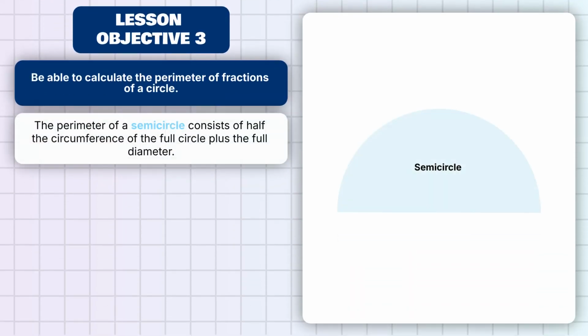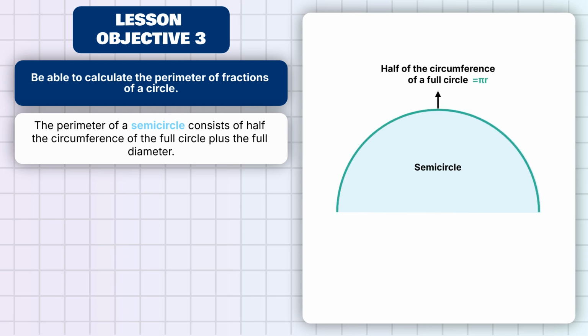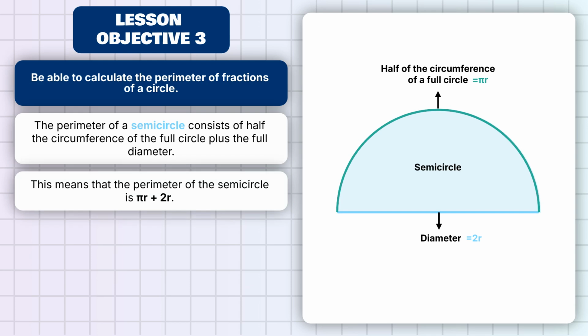Let's now move on to considering the perimeters of these divided shapes. First, a semicircle. The perimeter of a semicircle consists of half the circumference of the full circle plus the diameter. This gives the following formula, pi r plus 2r.